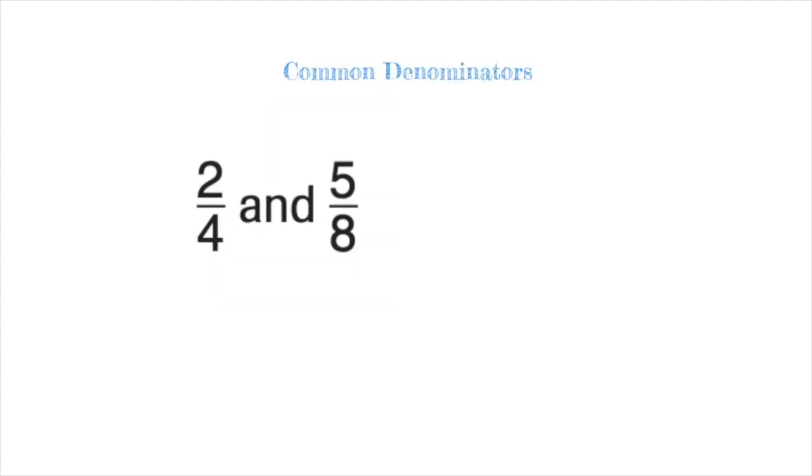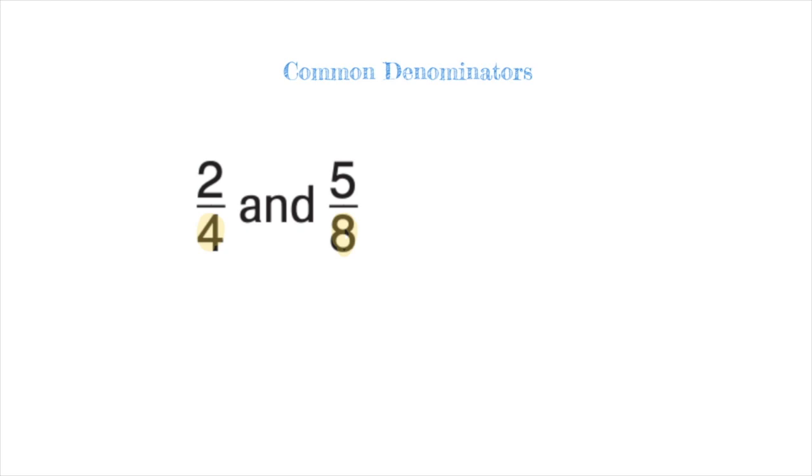Now that you know how to generate equivalent fractions, let's try to rename a pair of fractions as a pair of fractions with common denominators. Right now we have 2/4 and 5/8. And if you take a look at the denominators, they are not the same. One is fourths and one is eighths. When we say common denominators, common means the same. So we want to change these two fractions into fractions that have the same denominator, but are also still equal to 2/4 and 5/8.